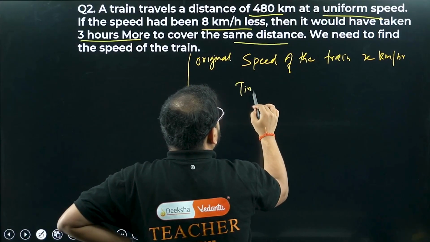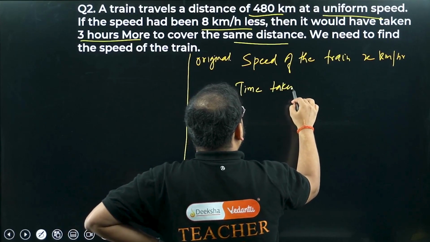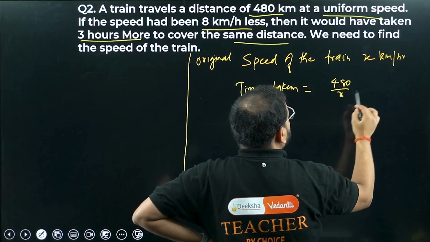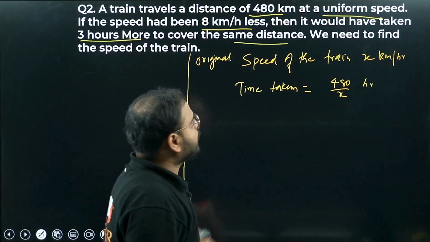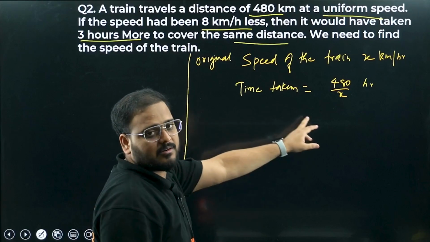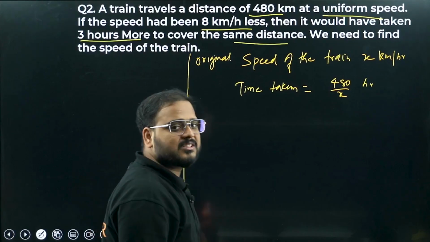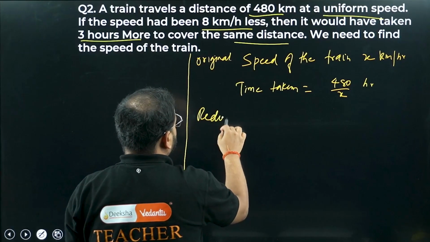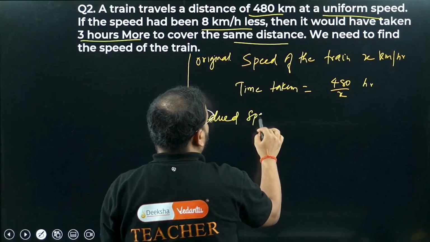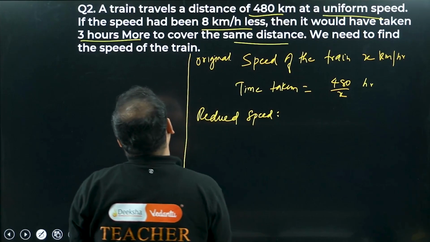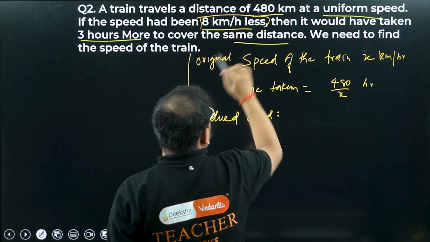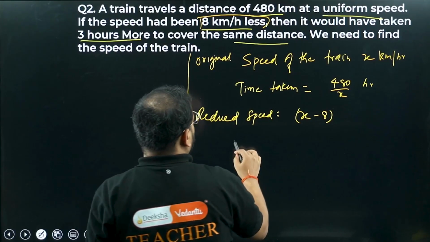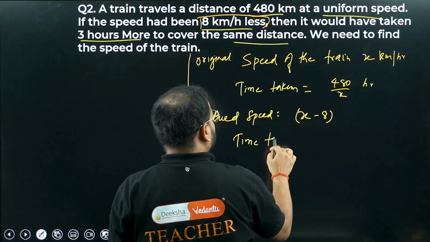So what's the time taken? Since distance is 480, time taken would be 480 upon x hours. Total distance is 480 kilometers, speed is x. What is the time taken? 480 by x, from the formula distance equals speed into time. Next, reduced speed, or new speed. What is it going to be? x minus 8. Speed is decreased, right? So what's the time taken now? Time taken will also change, right?